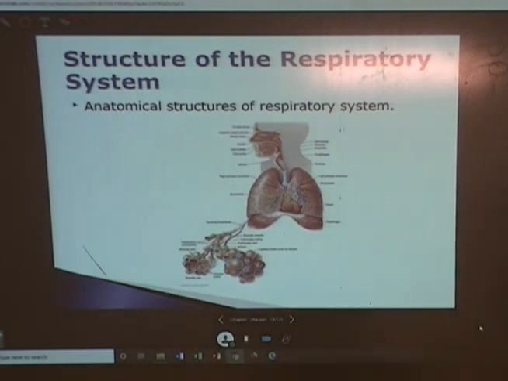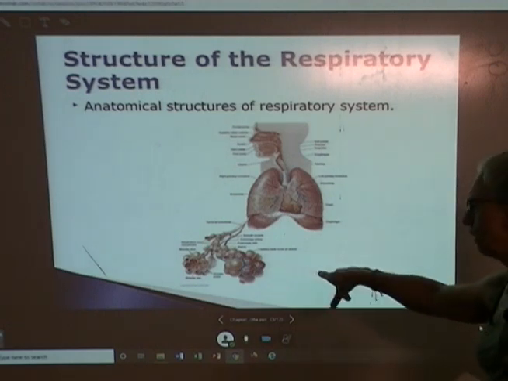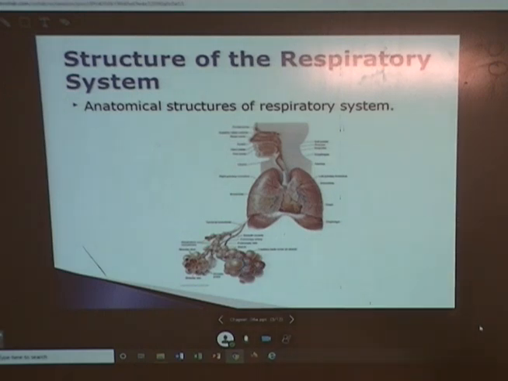Okay? What we're interested in particularly is what's going on at the level of the alveoli. All right, so down here at this level, the gas exchange is what we're particularly going to be looking at. We'll do a little bit about how we actually breathe, what's the mechanism for breathing, but most of what we're interested in is this gas exchange. How does oxygen get into the bloodstream?